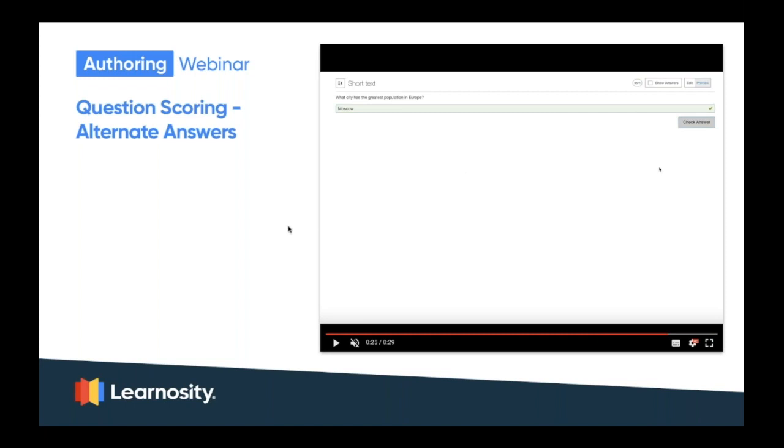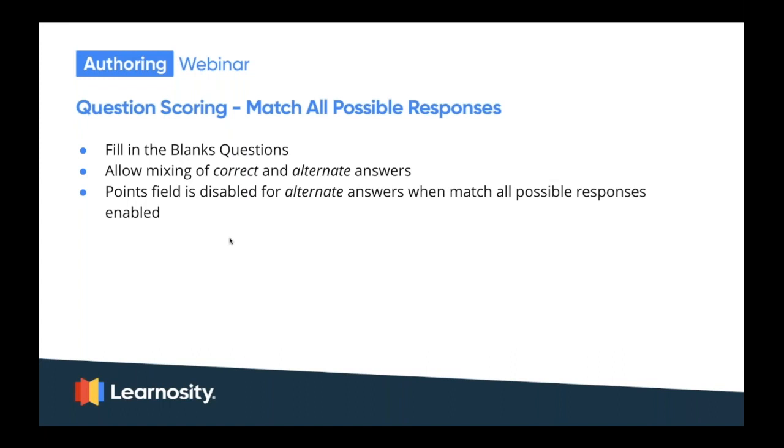So one thing to note with alternate answers is that they don't know that the other exists. So the correct answer doesn't know that the alternate answer exists, or if you have various alternate answers, they don't know that the other exists. So they're kind of operating as separate entities. But we do have an exception to this rule, and that's in fill in the blanks questions. So we have this new option called match all possible responses. So this allows you to mix responses from different correct answers. And again, this is just in fill in the blanks questions for now.